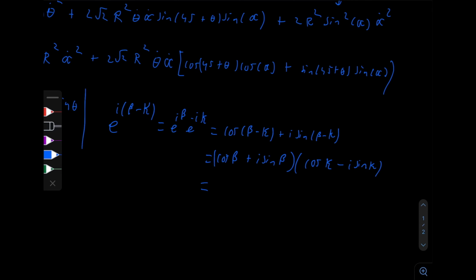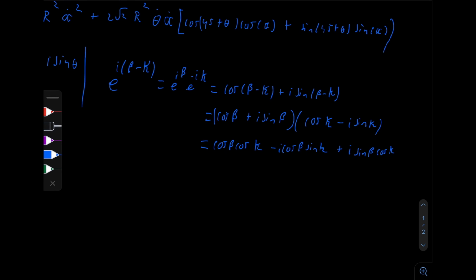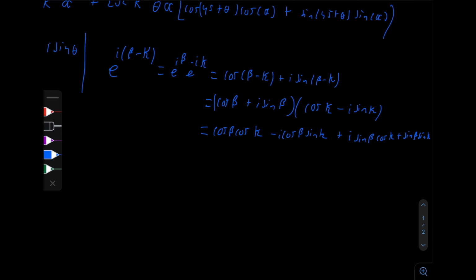So let's carry out this product. We have cosine beta cosine kappa, minus cosine beta i sine kappa, plus i sine beta cosine kappa. And then we'll have an i squared, which is -1, which will cancel the minus. We'll have a plus sine squared. Oops, no, not sine squared. Just a plus sine beta sine kappa. Sorry, it's kind of squished. So what do we do here?